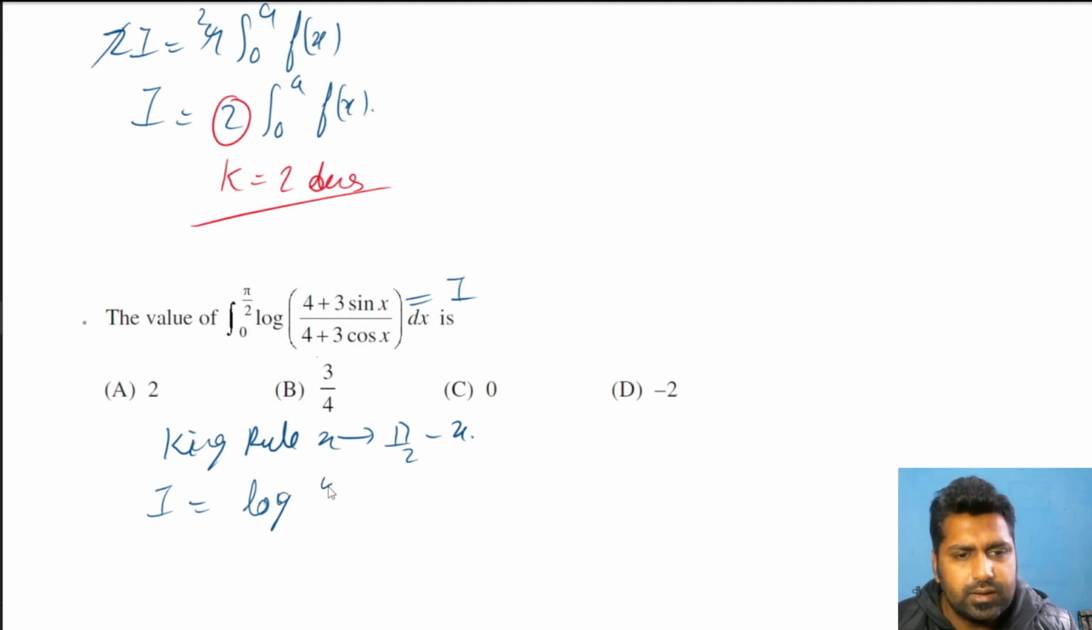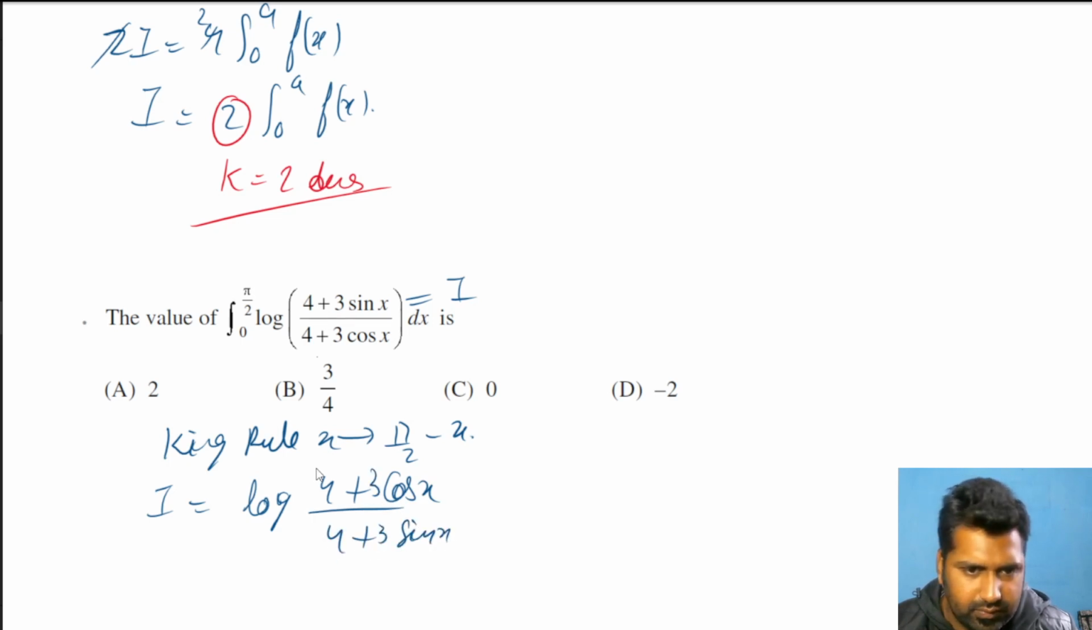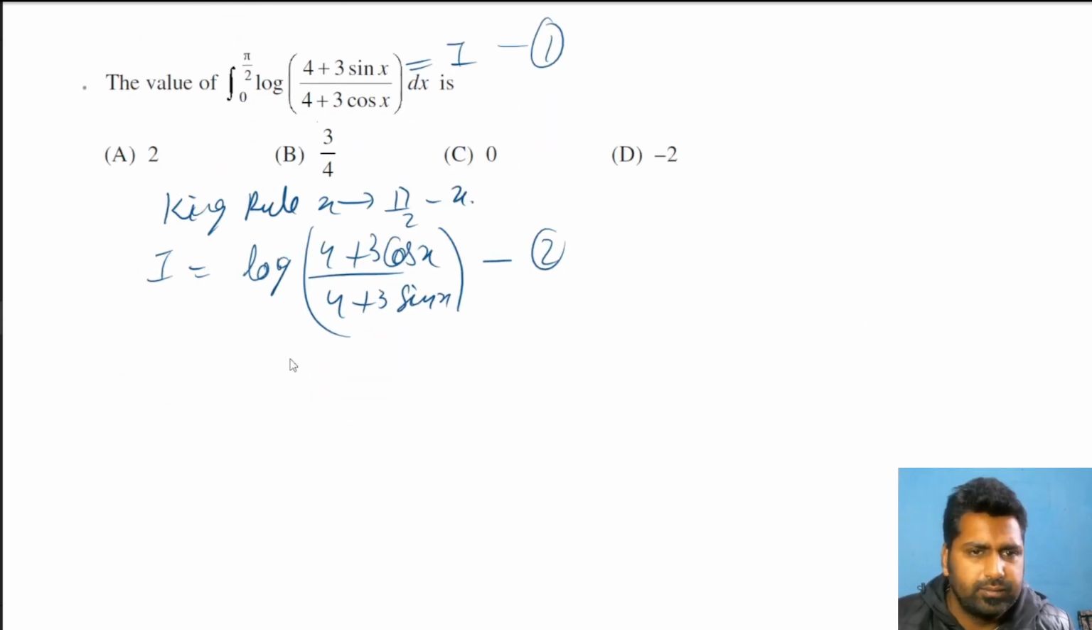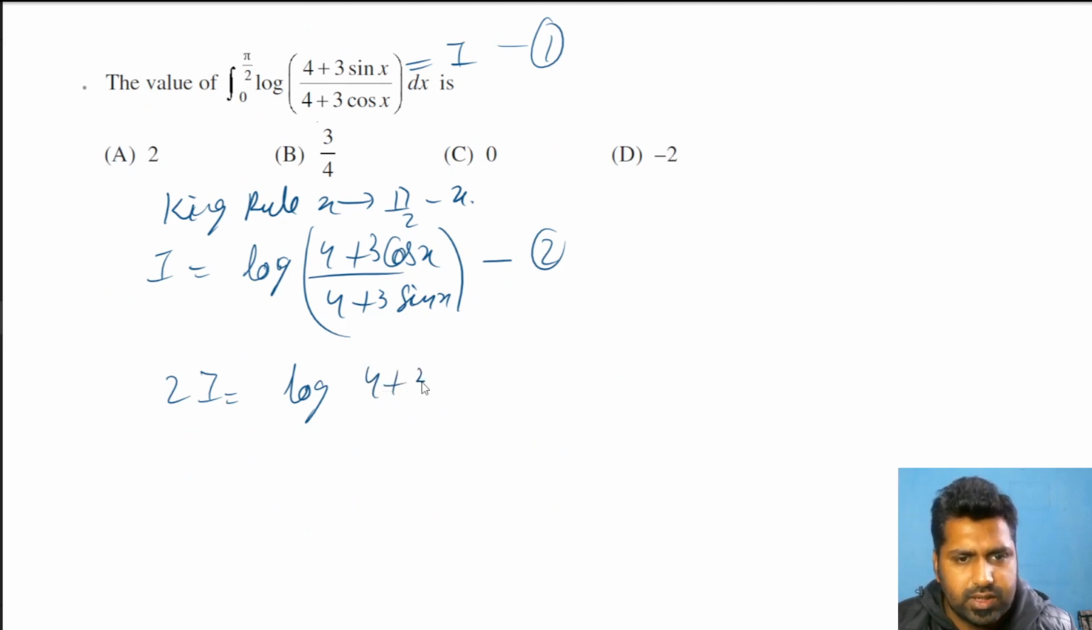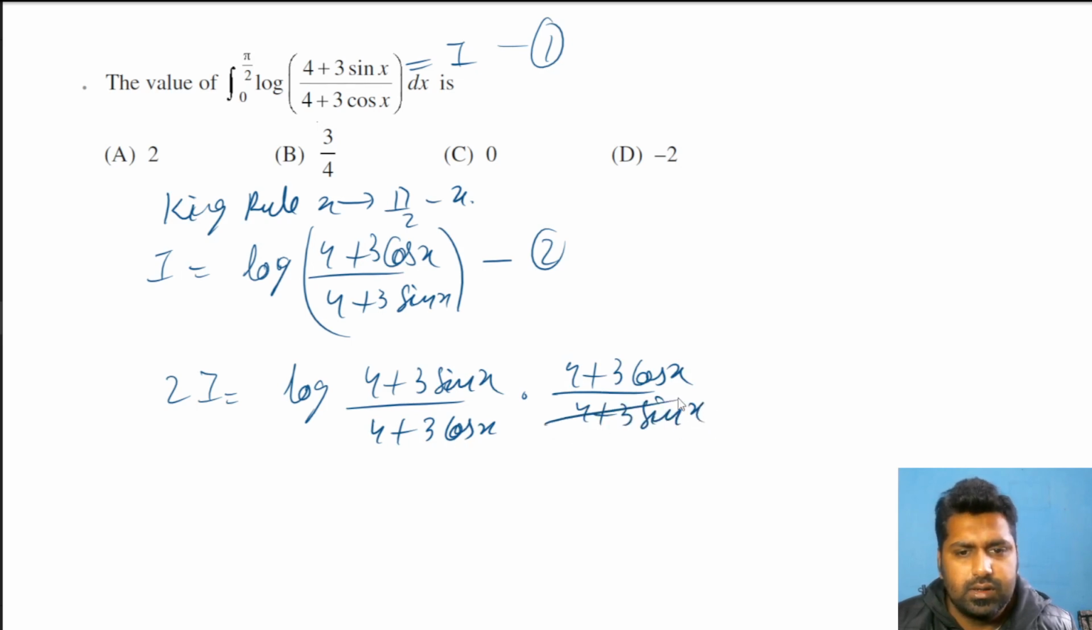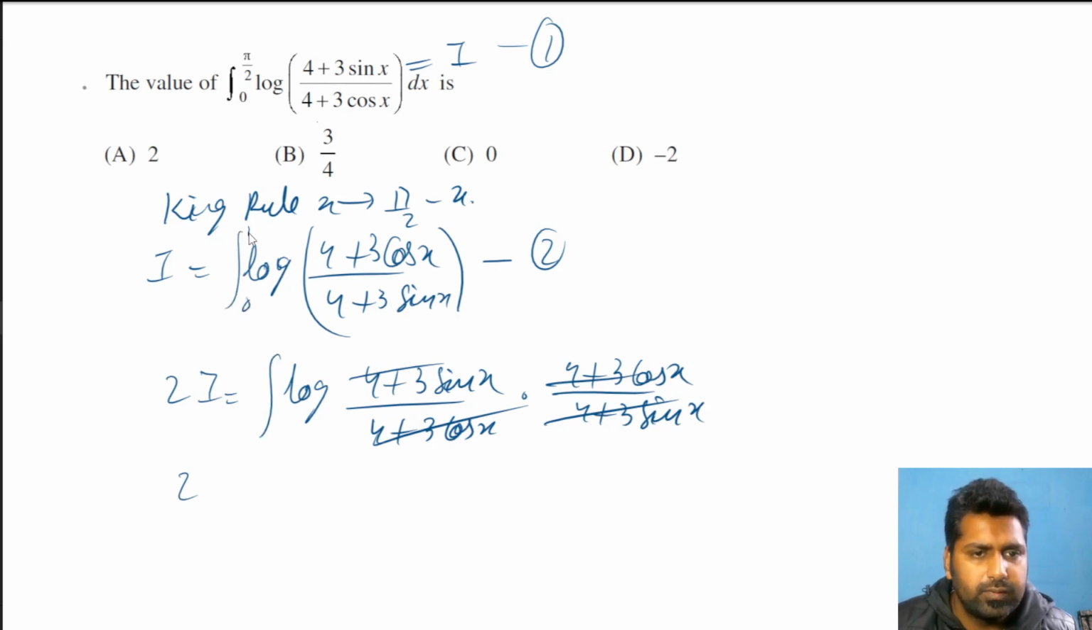What is going to happen? Sine of pi by 2 minus x will become cos, and cos will become sine. This is also I, this is second, this is first. If we add them, 2I. So log, what is going to happen? They will get multiplied: (4 plus 3 sin x) upon (4 plus 3 cos x) multiplied by (4 plus 3 cos x) upon (4 plus 3 sin x). Cancel, cancel, cancel, cancel. Integration 0 to pi by 2.